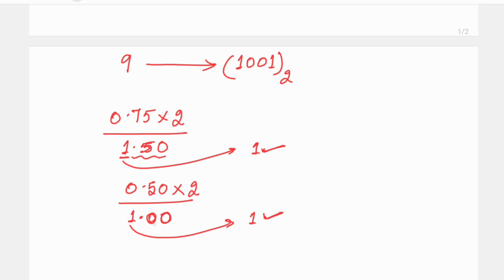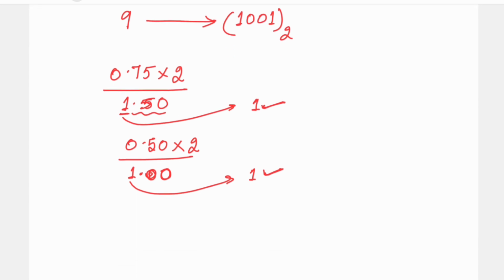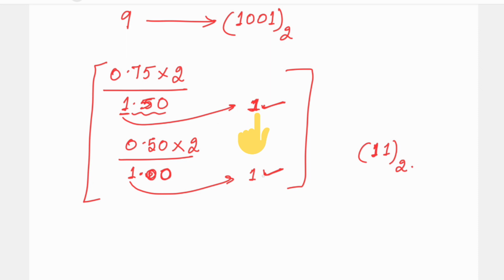Suppose you do not get this 00 in the second step, then you will do it once again in the third step, fourth step, and you will be collecting all the ones, and then you will include these ones in the fractional part. The binary value for 0.75 is what? 1 1. That means this one and this one.